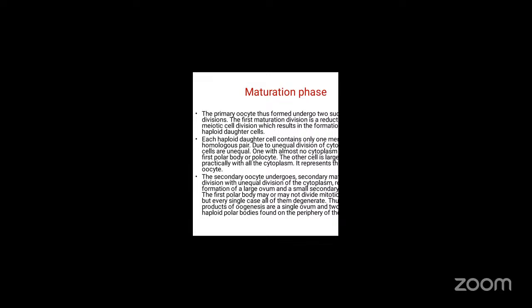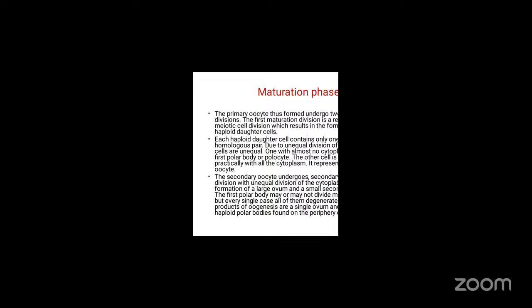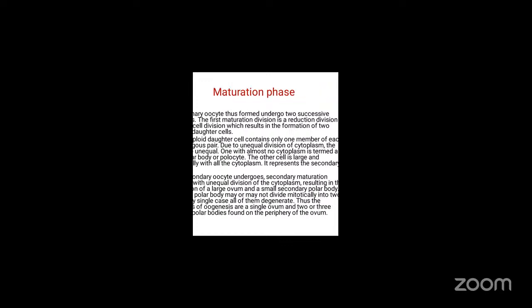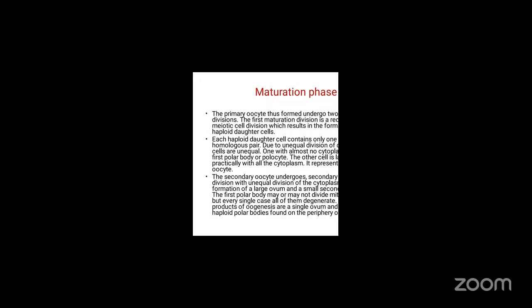Due to unequal division of the cytoplasm, these haploid cells are unequal. One cell is present with almost no cytoplasm, and it is called the first polocyte or the polar body. The other cell is very large, and it has got the full amount of cytoplasm, and hence it represents the secondary oocyte. Okay.